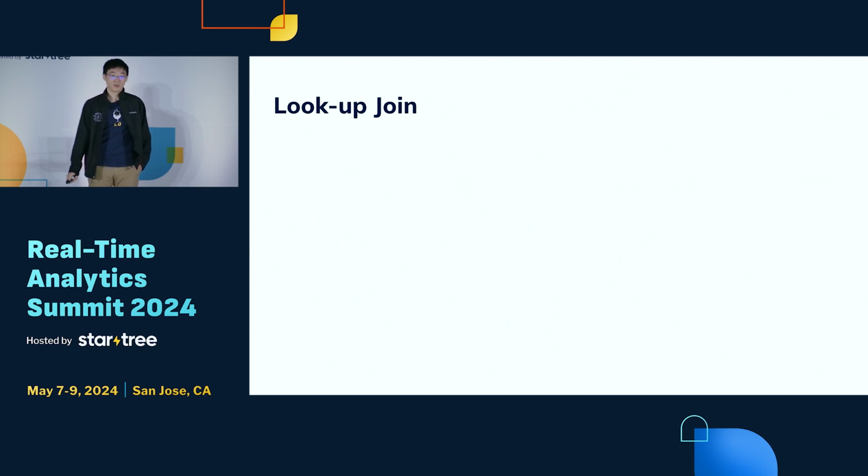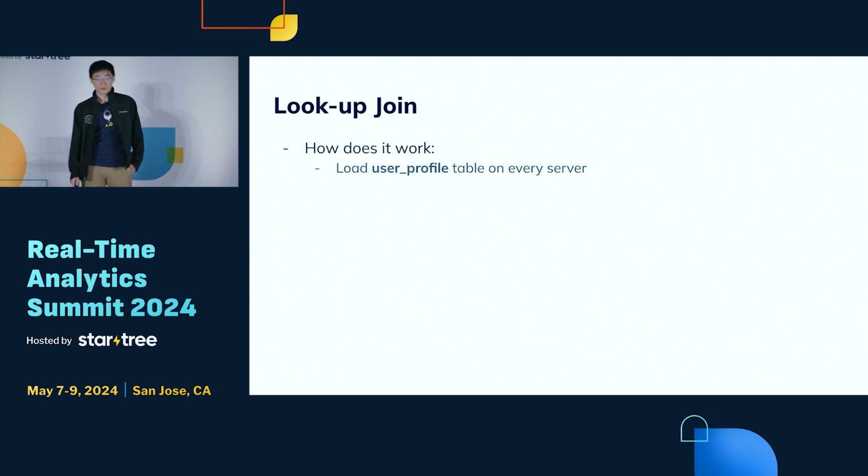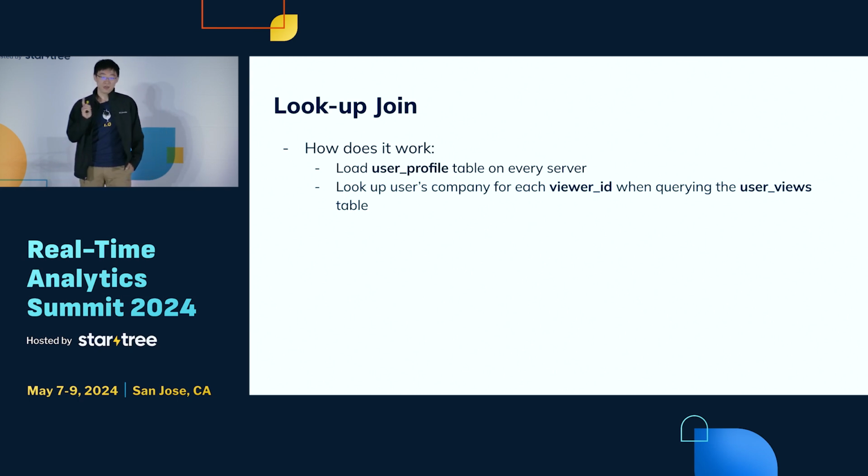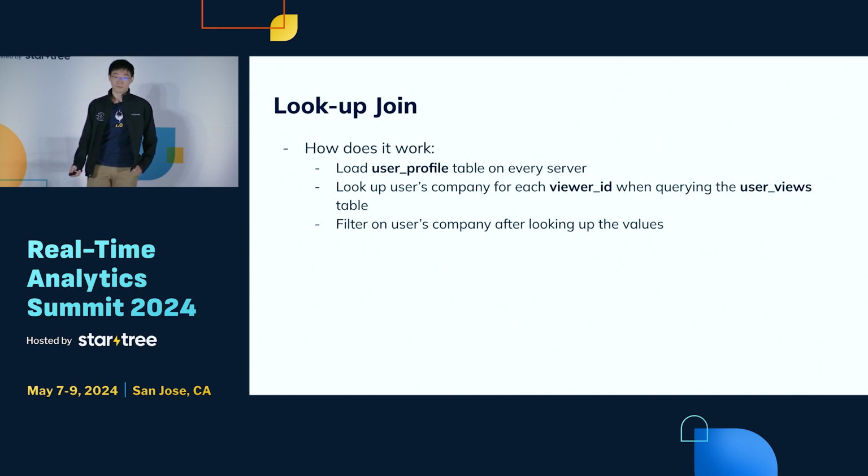What can I do? So first approach we took is called lookup join. Let's take a look at how it works. So basically, I need to first load the user profile table onto every single server. And then I can look up the user's company from this user profile table using the ID field. And then while I'm querying the user views table, in the end, after lookup, I can filter on user's company.